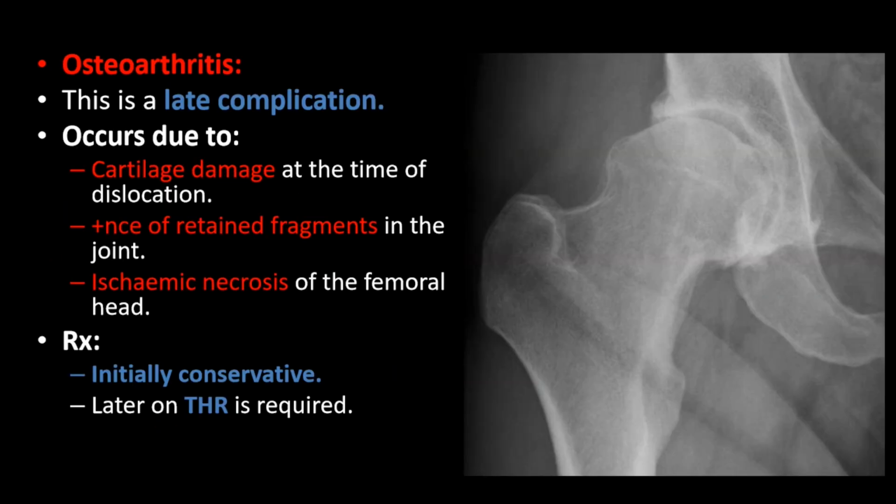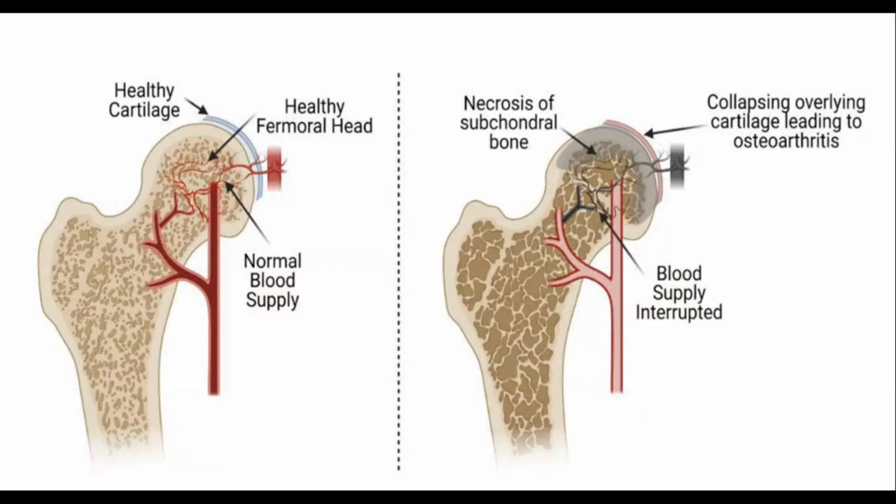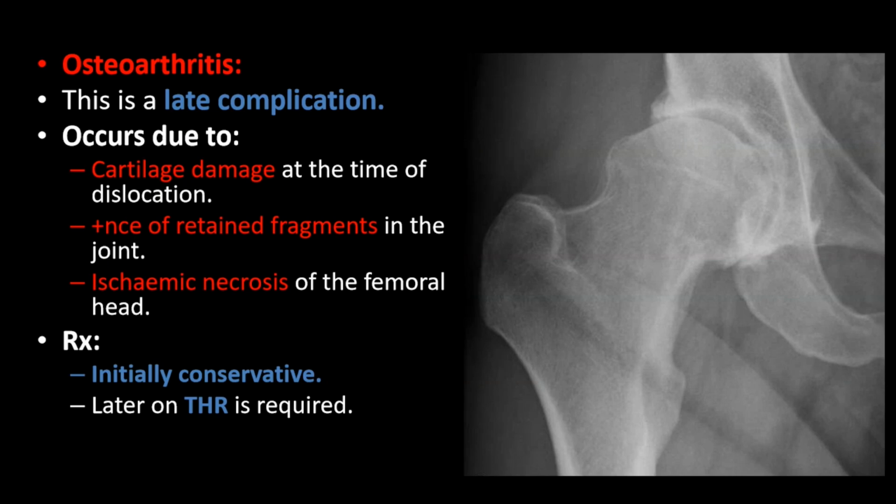Now, osteoarthritis, as I've already discussed just now, is a late complication, usually occurring after 2 years, and it occurs due to damage to the cartilage at the time of dislocation, or maybe later due to the avascular necrosis. There may be a retained fragment inside the joint, as we have already discussed that there might be some small chips present inside the joint, which may also lead to surgery. So there is a very small fragment which remains inside the joint. That will irritate the soft tissues around the joint, especially the articular cartilage, resulting in osteoarthritis.